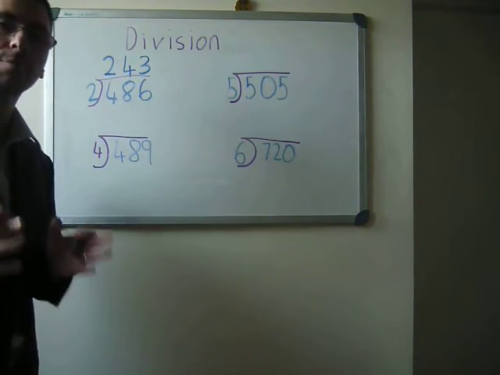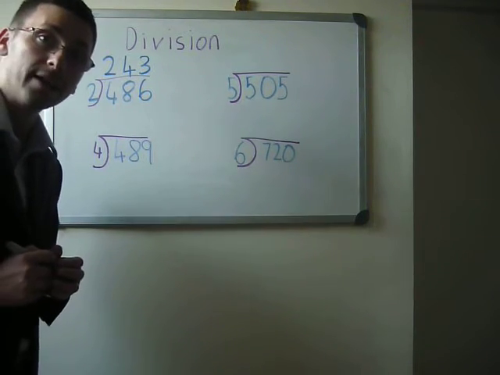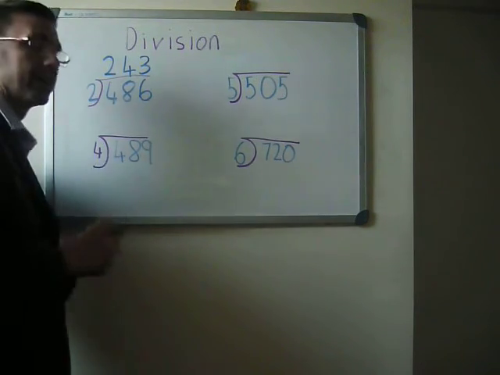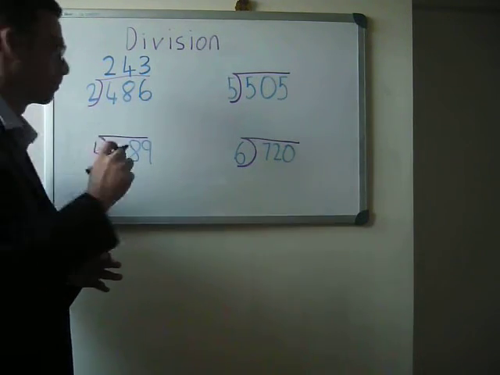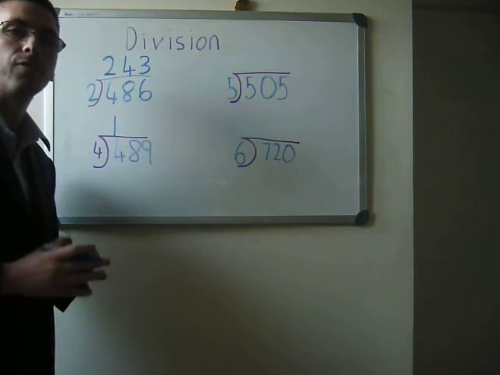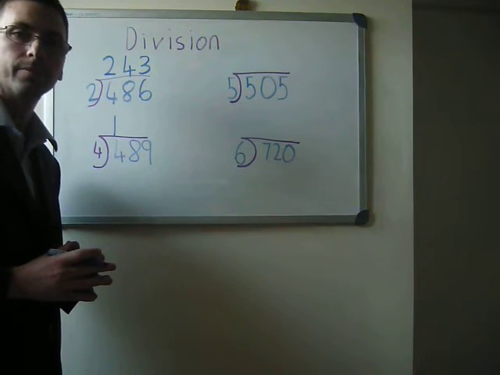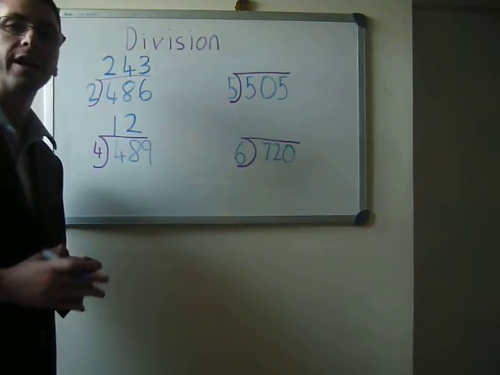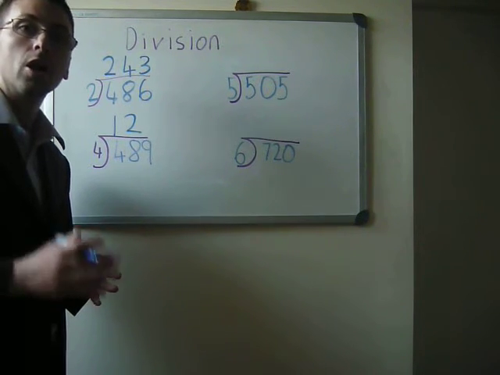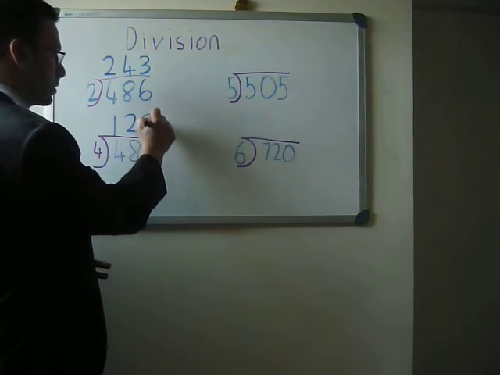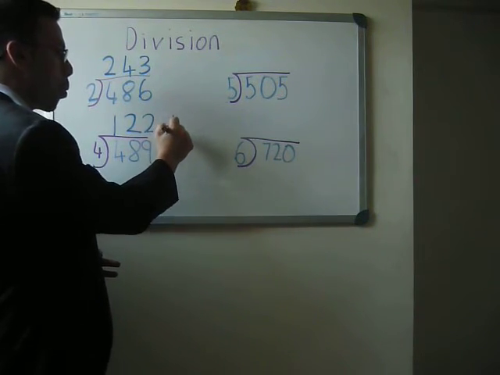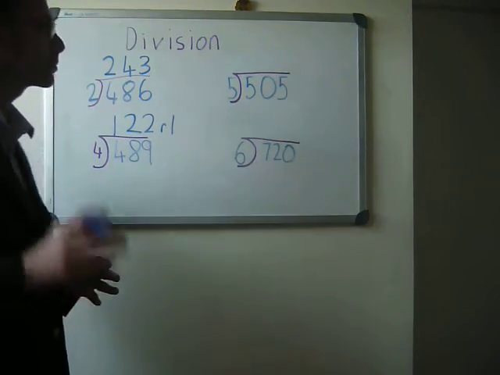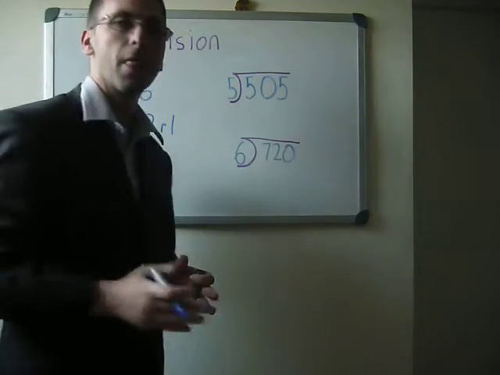489 divided by 4. I wonder if this is going to be equal. How many 4's are in 4? 1. Correct. How many 4's are in 8? 2. Yes, well done. How many 4's are in 9? 2 times 4 is 8. Remainder 1. So that's where you know it's not an equal share. Let's move on to the next question.